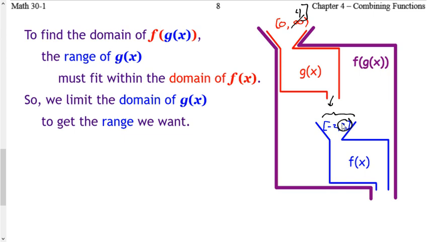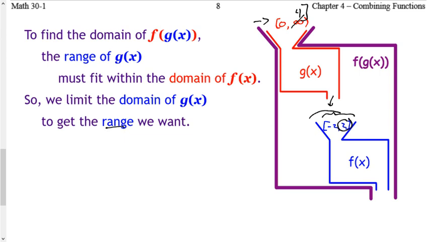So to find the domain of f of g of x, the range of g of x must fit within the domain of f of x. So here's the domain of f of x. I work backwards, thinking about, well, if this is the range of g of x, that means I get that range when I limit my input in the g of x function. So we limit the domain of the g of x function. That's what we did up here. We limited this domain to get the range that we want. This is the range that we want.